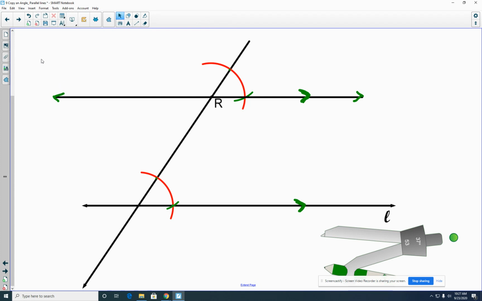Okay? That finishes up how to copy an angle as well as construct parallel lines using either the perpendicular line construction or the copy an angle construction. Again, this is a video. Feel free to go back, rewatch any aspect of this video. It is a little long, so it might take you some time to actually practice both constructions. If you have any questions, reach out through email or Google Classroom.